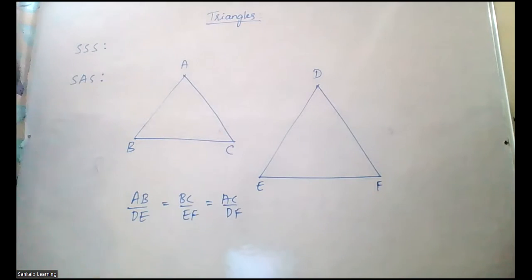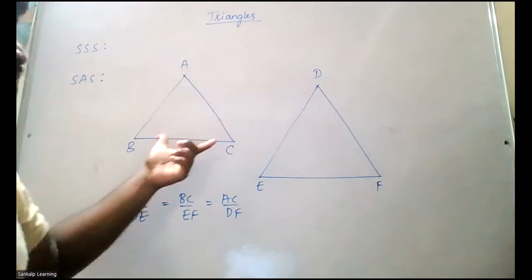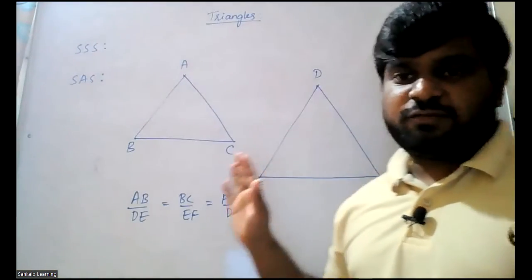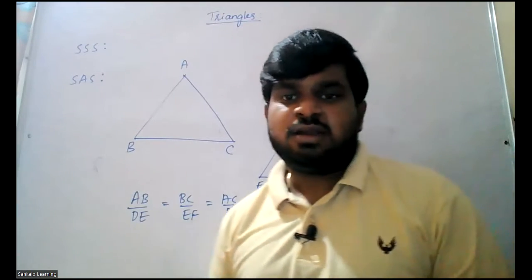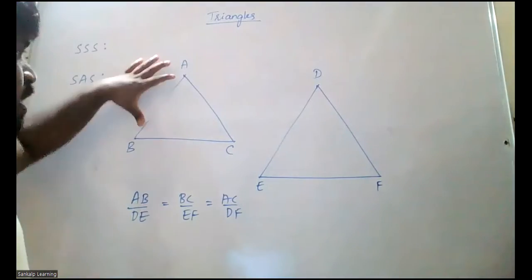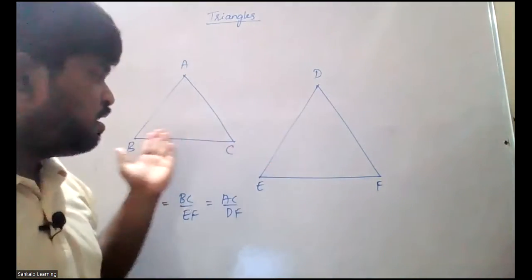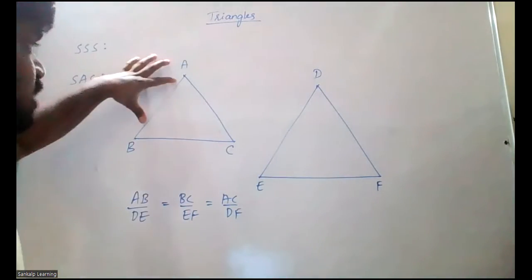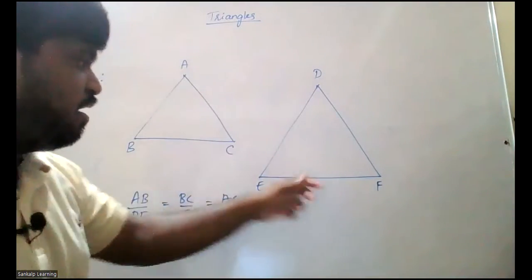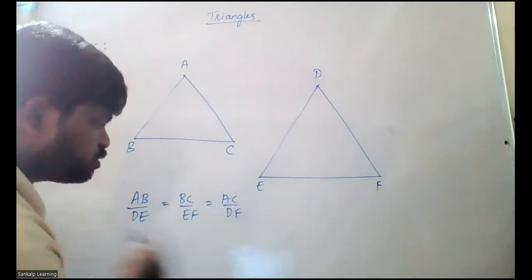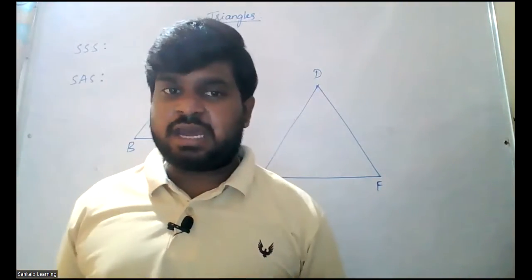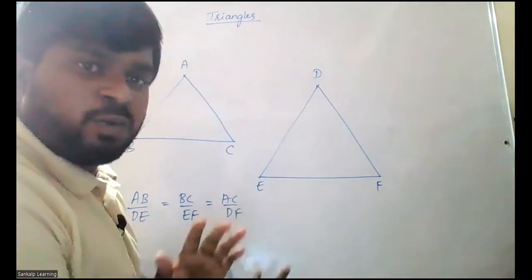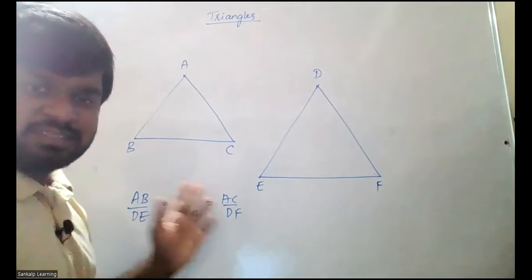If the ratios are equal, suppose this side by this, any side, it's not necessary that we have to take the left side with the left side itself. For our understanding, we are taking it like that, so that it will be easy. But it's not necessary to take left with left, bottom with bottom. You can take ratios with any side. You can compare AB and EF, BC and DF, however you wish, but the ratio should be equal. We'll be seeing such a question in the exercise. However we wish, we can take the ratios, but we have to get the ratios as equal.